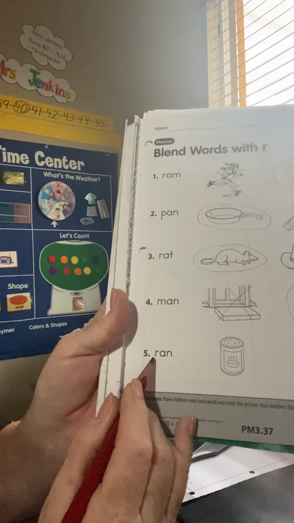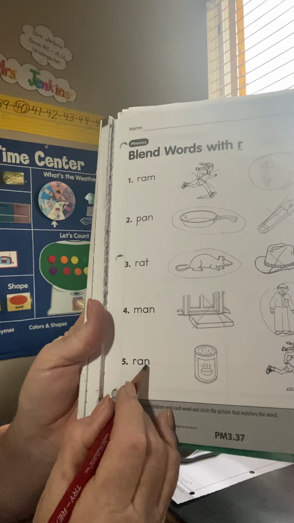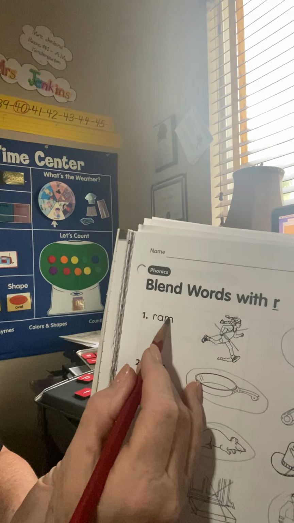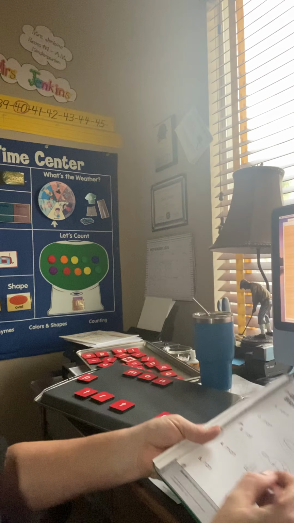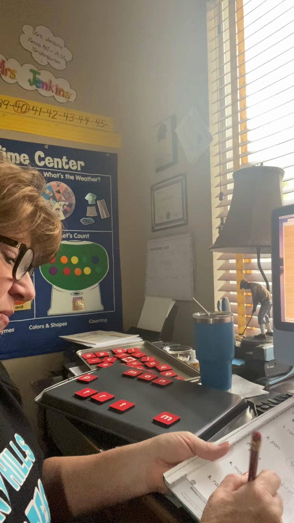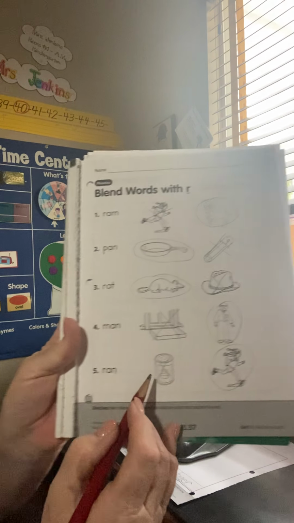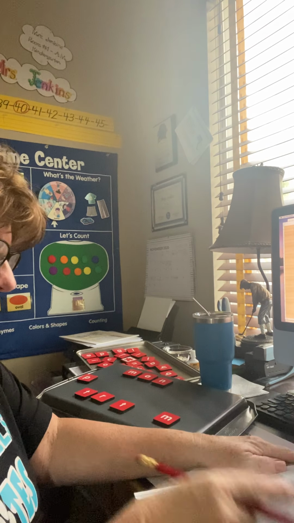Okay, now we've got this one. I don't think I'm going to show it to you on the board. Now we've got R-an. Ran. Remember up here we had ram? Now it's R-an. Okay, now the girl that's running. And the other one is can. They're trying to trick us. That one would be C-A-N. Okay, that's good.